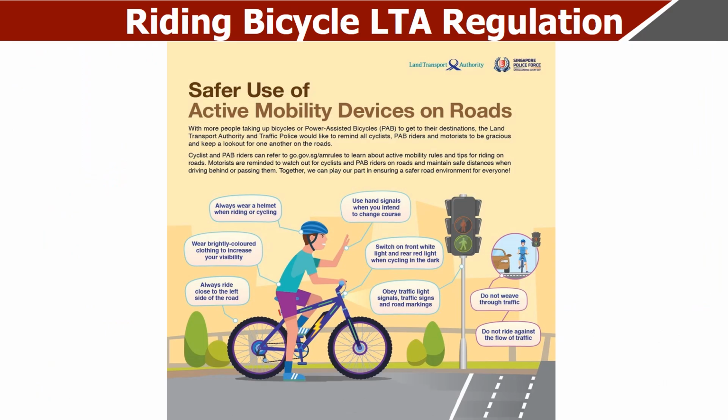Riding bicycle, LTA regulations. Always wear a helmet when riding or cycling, wear bright colored clothing to increase your visibility, always ride close to the left side of the road, use hand signals when you intend to change course, switch on front white light and rear red light when cycling in the dark, obey traffic light signals, traffic signs, and road markings, do not weave through traffic, do not ride against the flow of traffic.